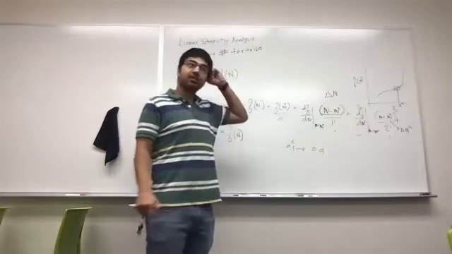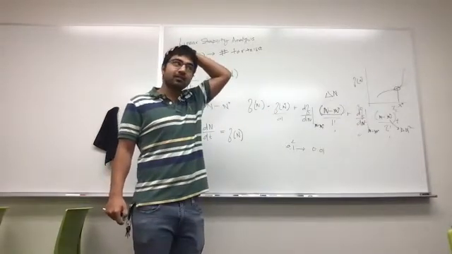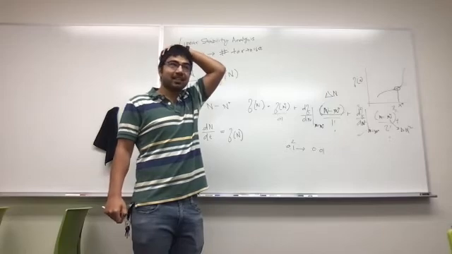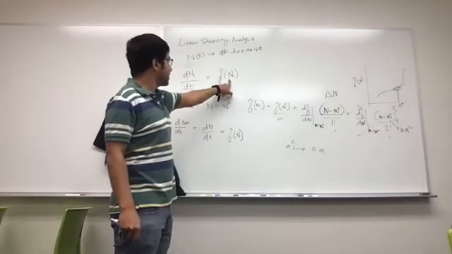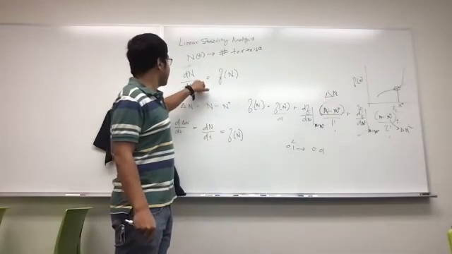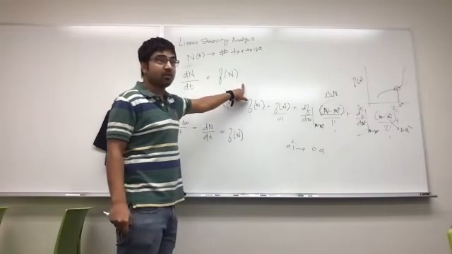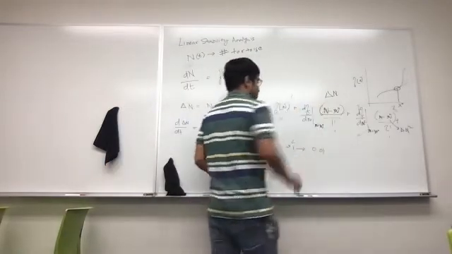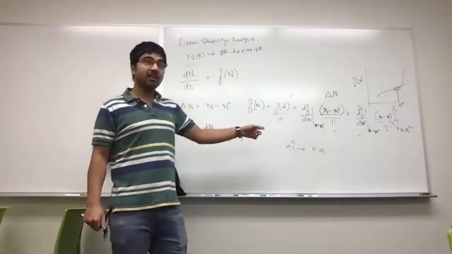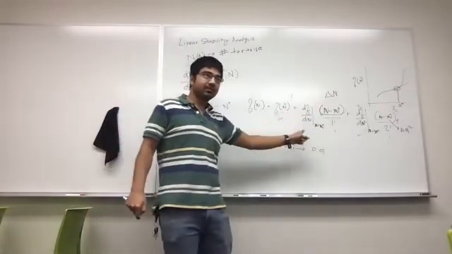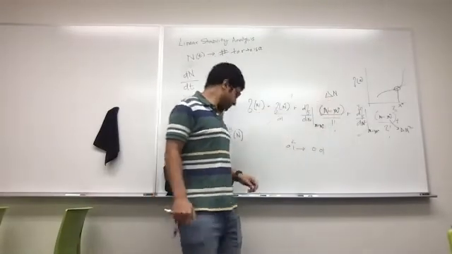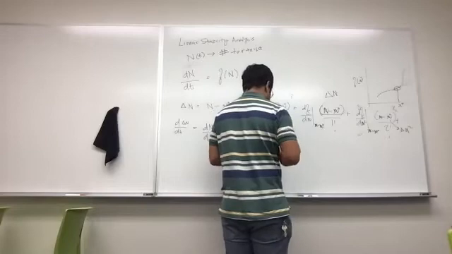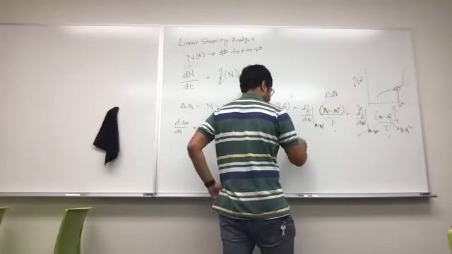What is f of n star? It's 0, because it's an equilibrium point. I said that when you're at an equilibrium point, dn by dt should be 0, which means f of n star should be 0, which means this term should also be 0. So the only term, the leading term or the main thing that is left, is this quantity. So I can approximate f of n as follows.